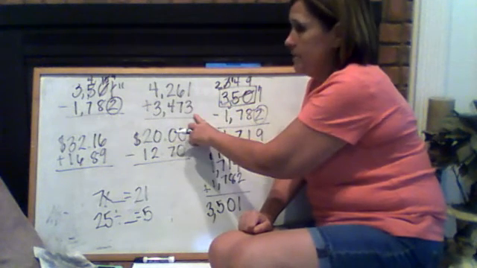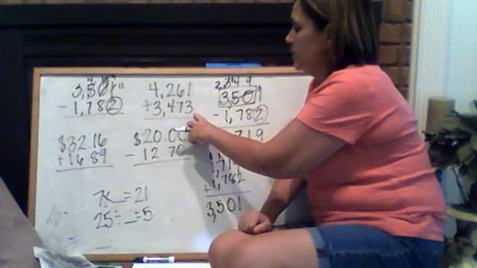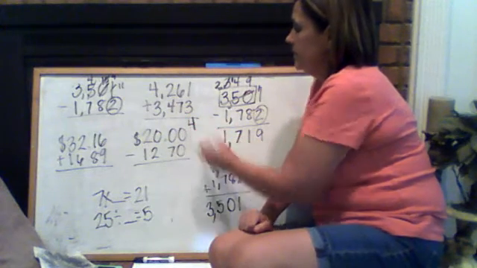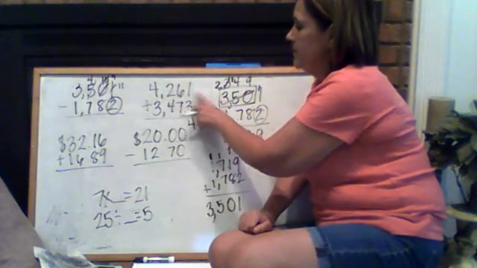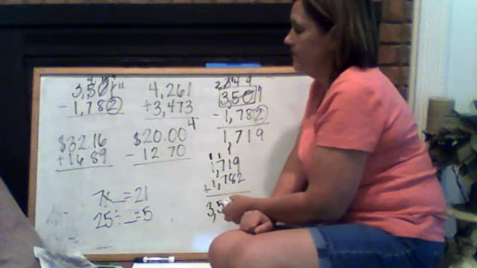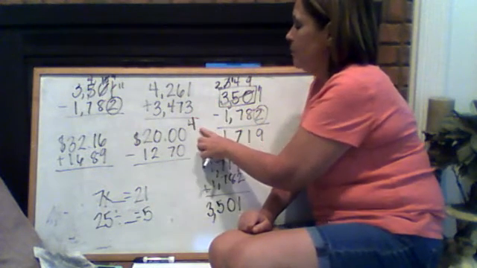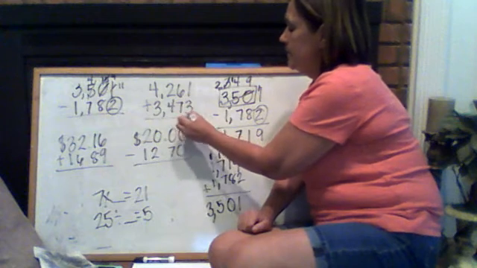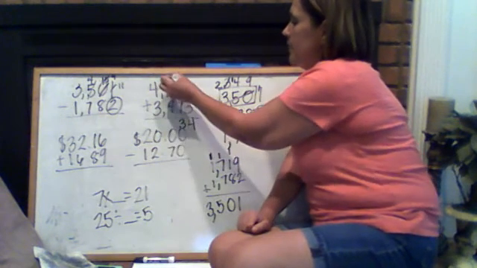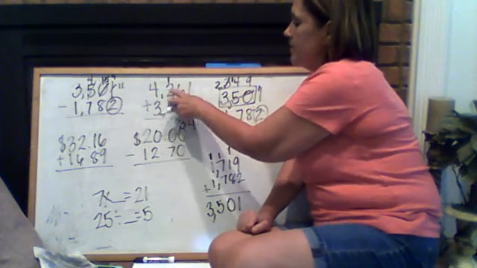I begin in my smallest value, so that's the ones. 1 plus 3 is 4. 4,261 plus 3,473. Pause it. 1 plus 3 is 4. 6 plus 7 is 13. Put down the 3 tens. Regroup the 100. 1 plus 2 is 3.